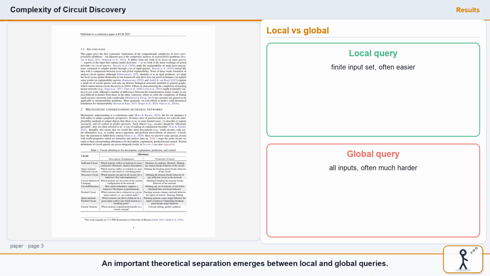An important theoretical separation emerges between local and global queries. Local variants can be substantially easier than global variants. This gives a formal lens for interpretability illusions where local behavior looks faithful, but global faithfulness fails.